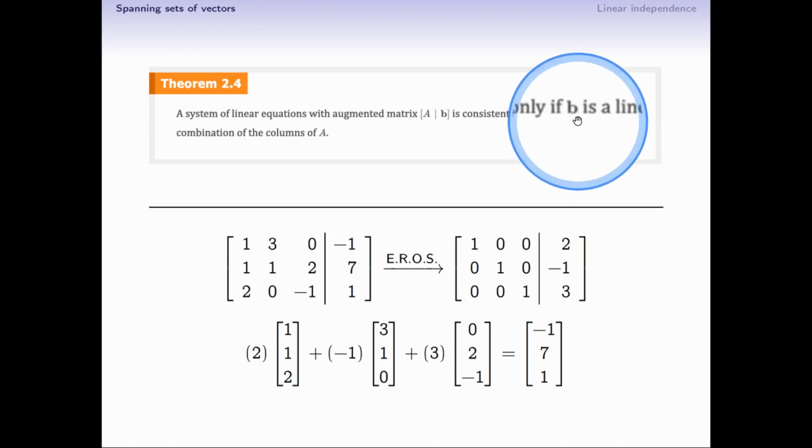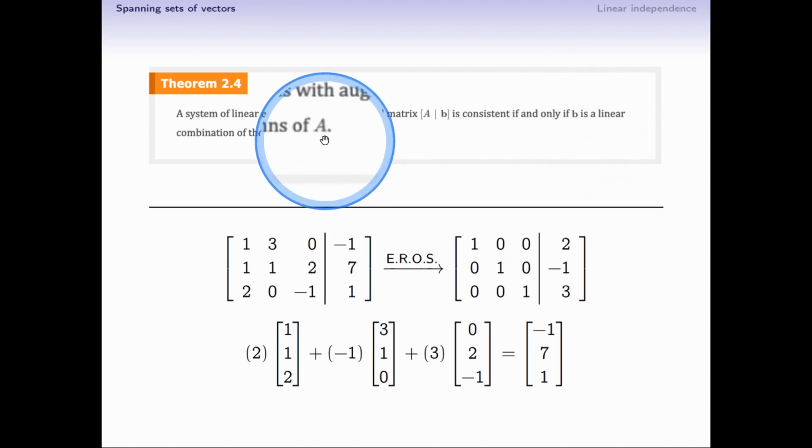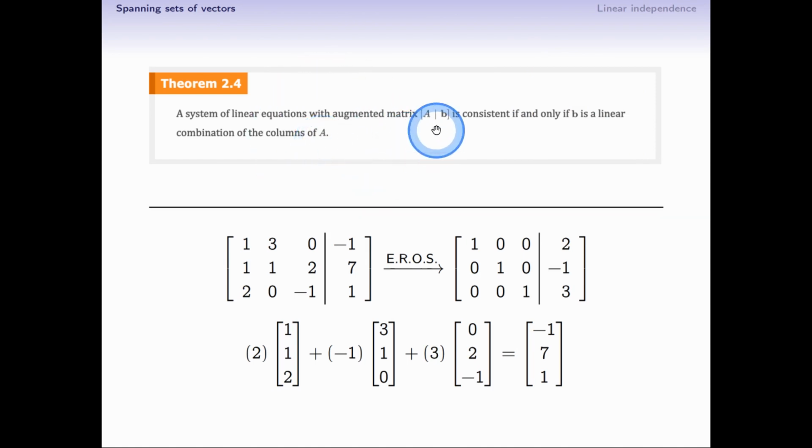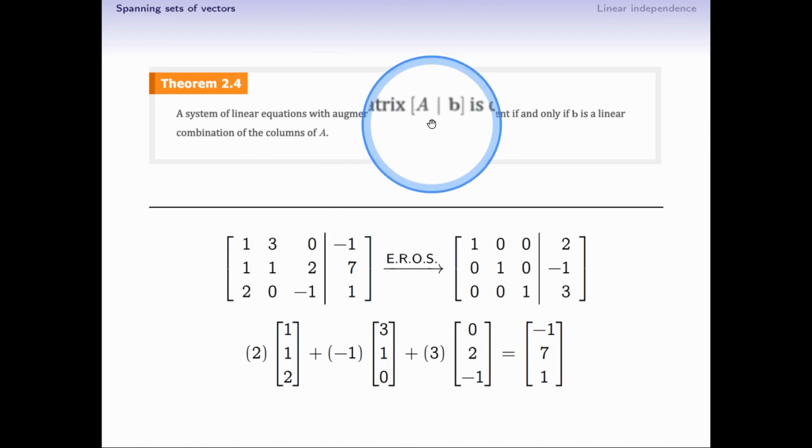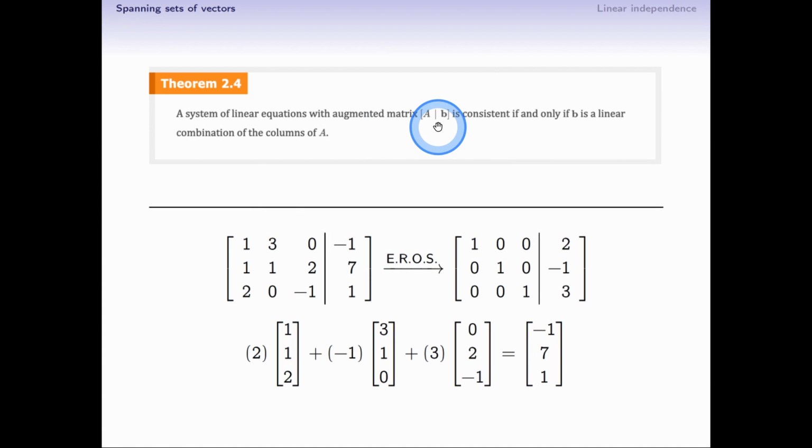Is a vector B in the spanning set of some vectors whose columns form this matrix A? And what we've realized is that that's equivalent to looking at this augmented matrix, studying its reduced row echelon form, and determining whether this system is consistent. If the system's consistent, then B is in the span of A, and if this system is inconsistent, then B is not in the span of A, or B cannot be spanned by the columns of A.